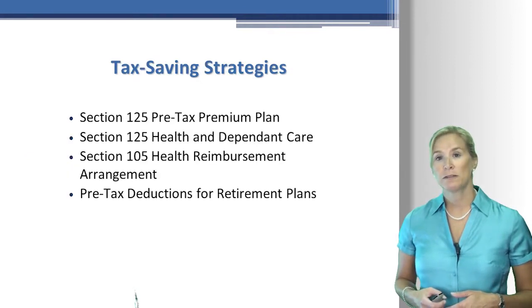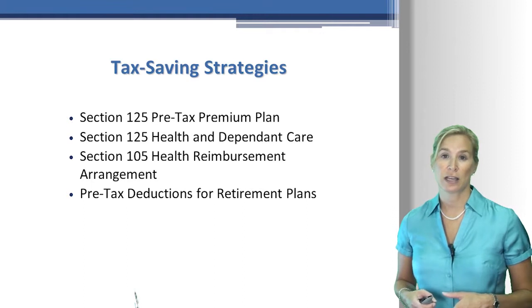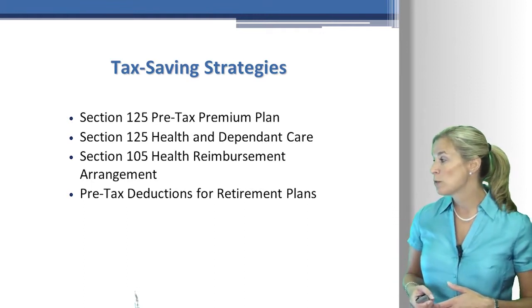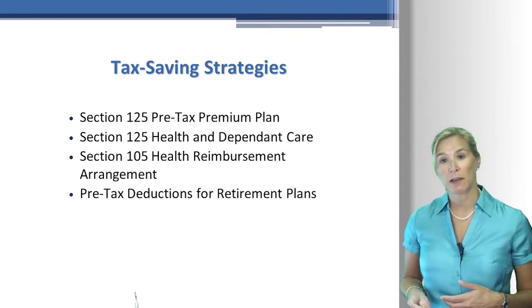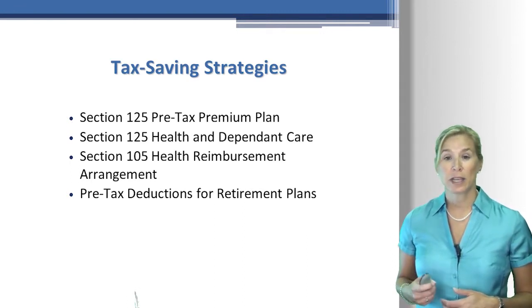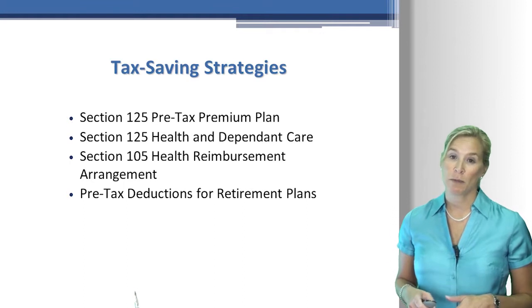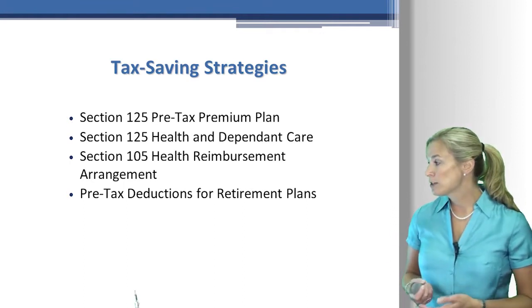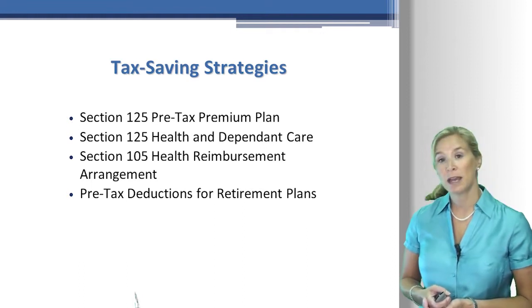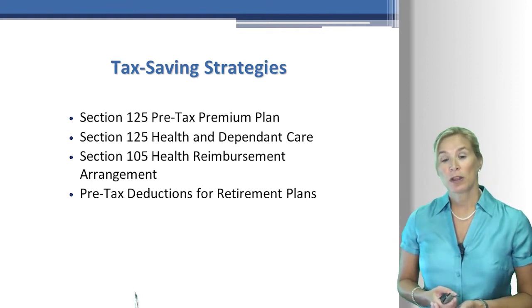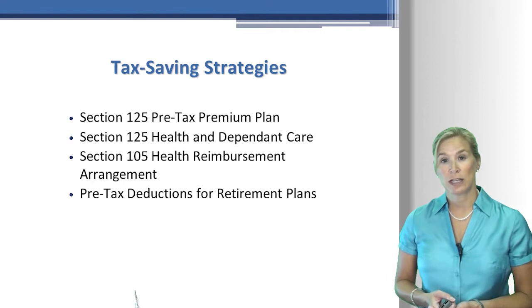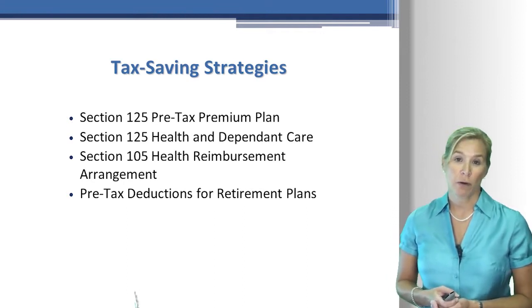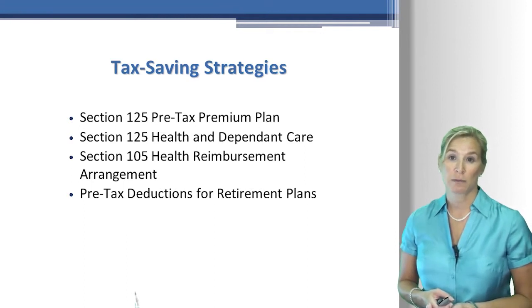There are also a number of different tax saving strategies that you're going to want to look into and think about implementing. There's the Section 125 pre-tax premium plan. That plan allows employees to put aside pre-tax money to pay for their premiums for medical and dental insurance. There's also the Section 125 health and dependent care plans. What those plans allow employees to do is to set aside pre-tax money to then be used to help them pay for medical or dependent care expenses.